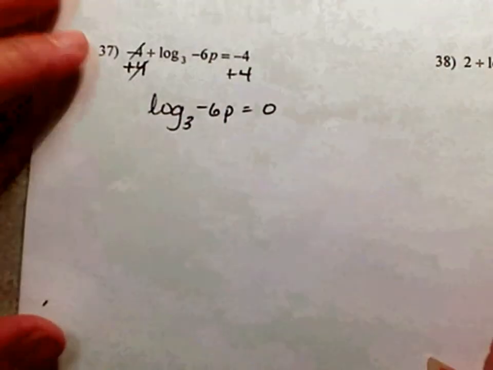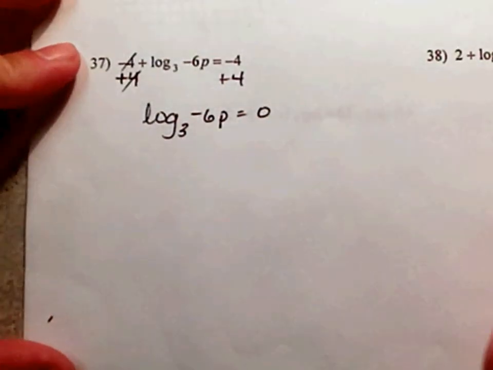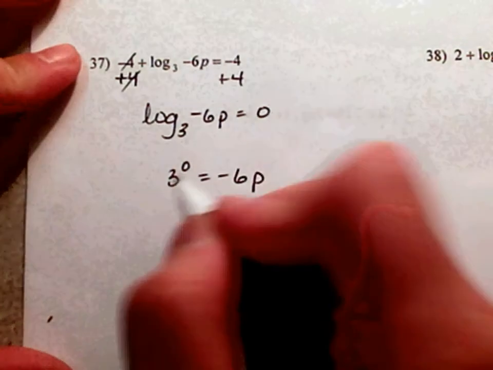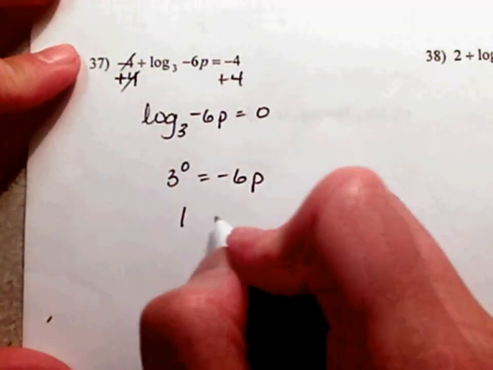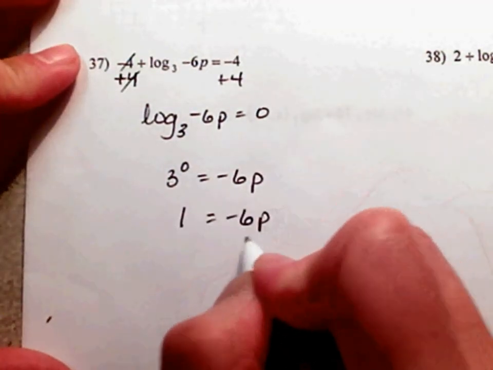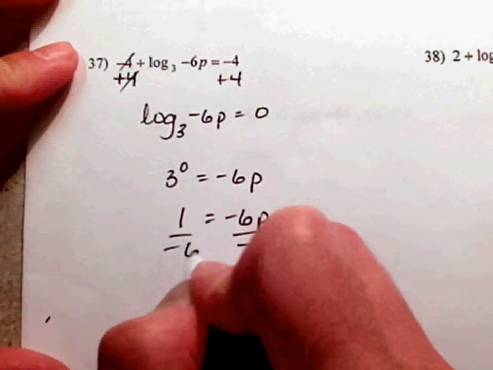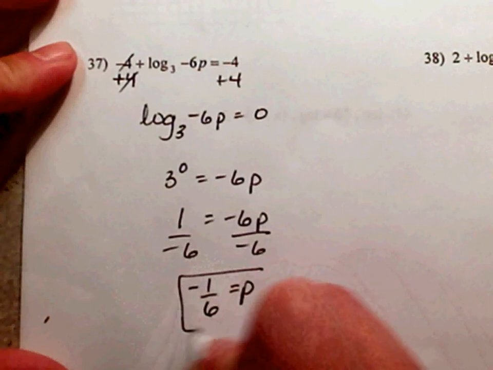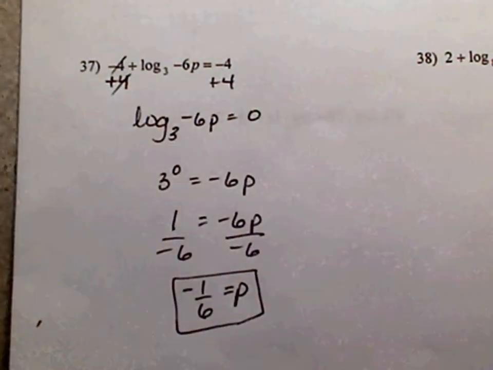Use your inverse property. 3 to the 0 is equal to negative 6p. Anything to the 0 power is 1, so 1 equals negative 6p. Divide both sides by negative 6. P is equal to negative 1 over 6. Check your answers, okay? There's number 37.